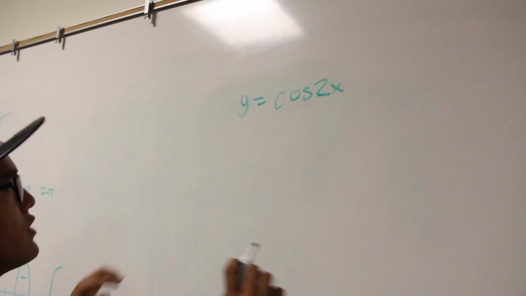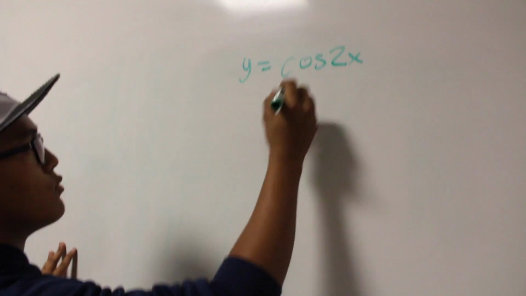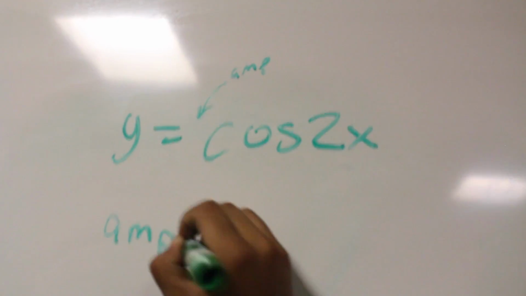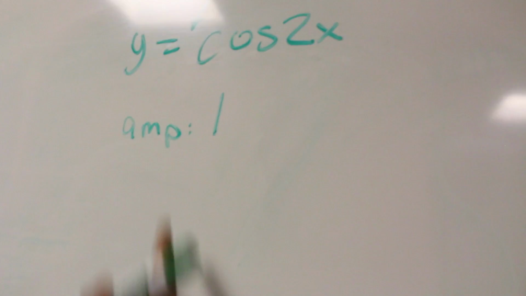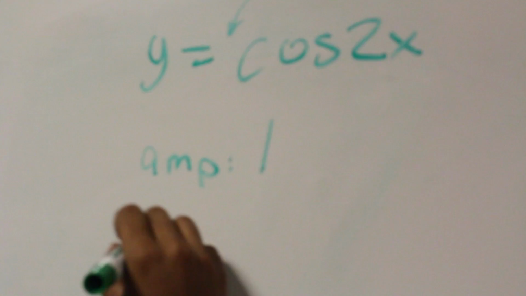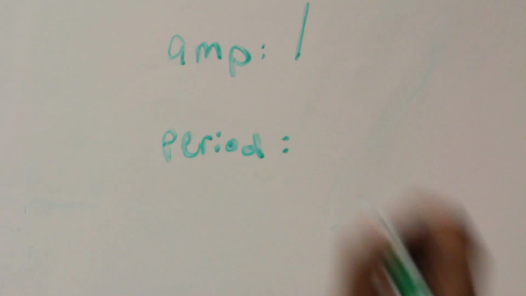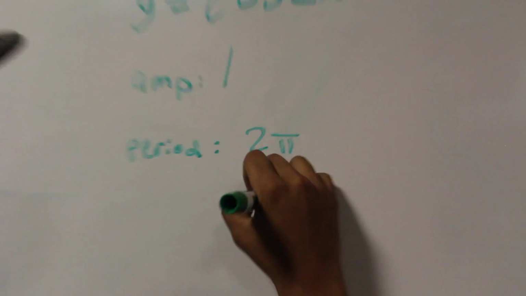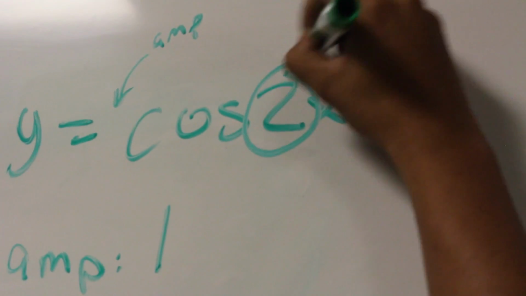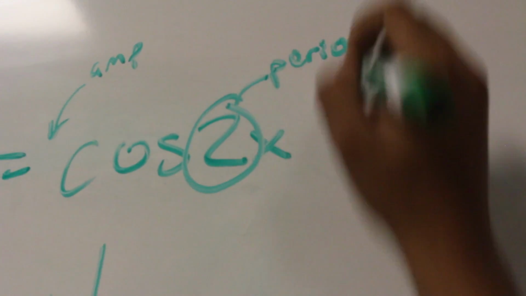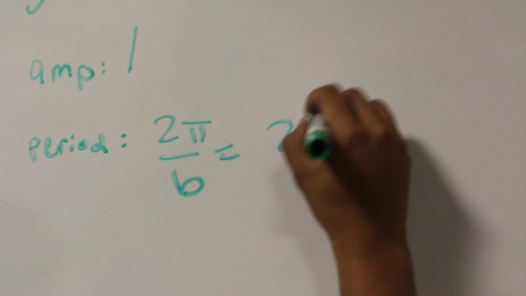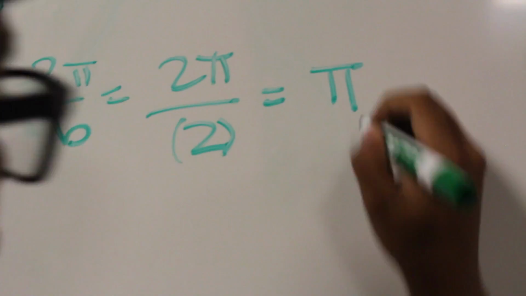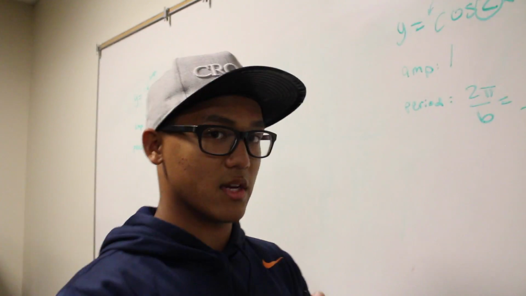Now this will look very interesting. With amplitude, we look here yet again, and it's just going to be a 1, because it's one cosine. Then the period is going to be different. With the equation 2 pi over b, now we have this number to look at for your period. So now it's going to be 2 pi over 2, which equals pi. Now that's going to be different.